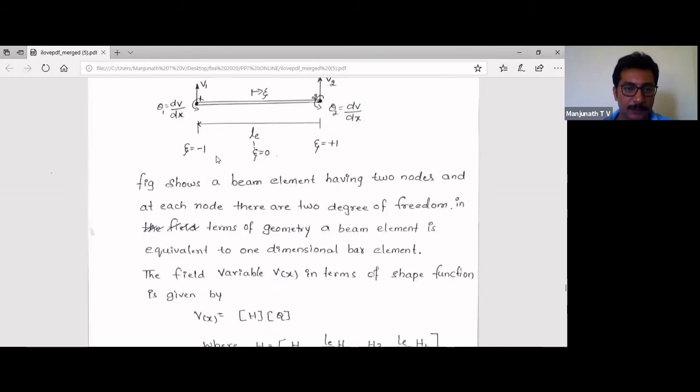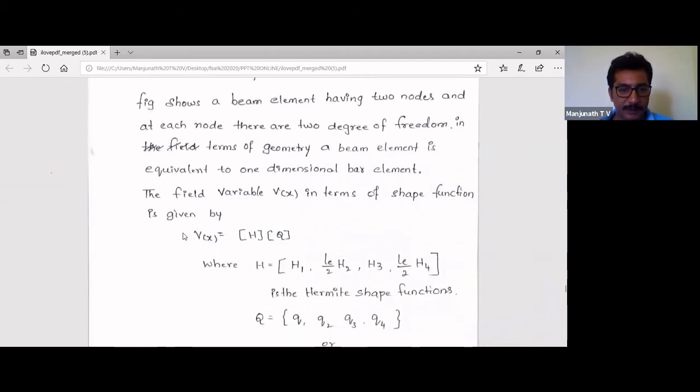Now, this beam varies from -1 to +1. We know that in the natural coordinate system, in the zeta direction, the element always varies from -1 to +1, and at the center of the beam element the zeta value is 0. Now, writing the field variable v of x in terms of shape functions, the total deflection v of x is equal to h into q, where h is the Hermite shape function.